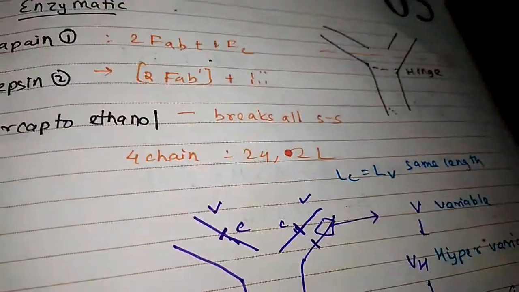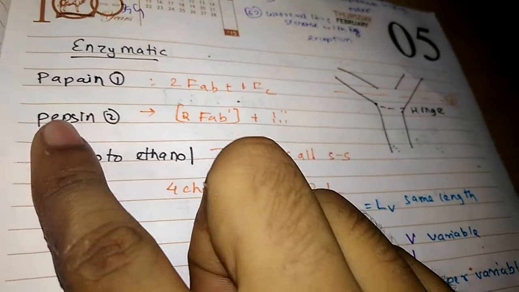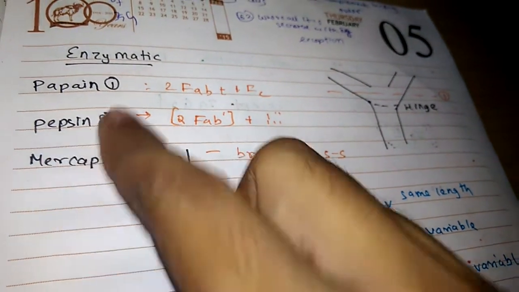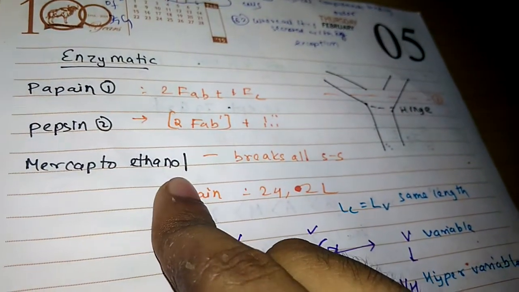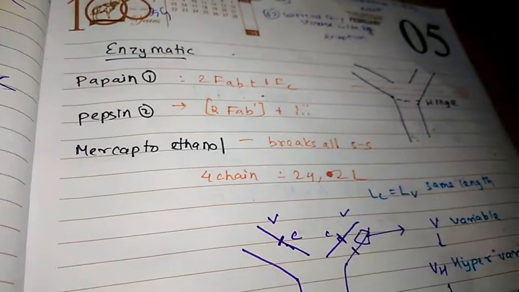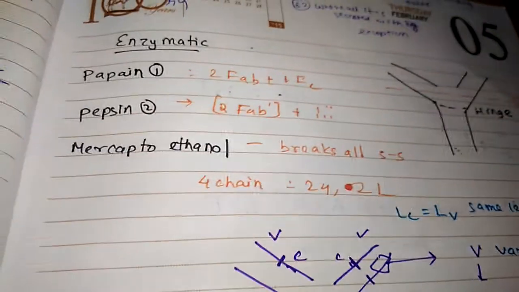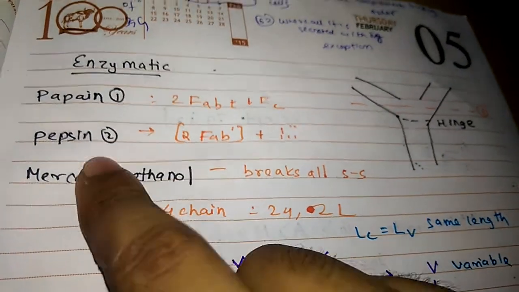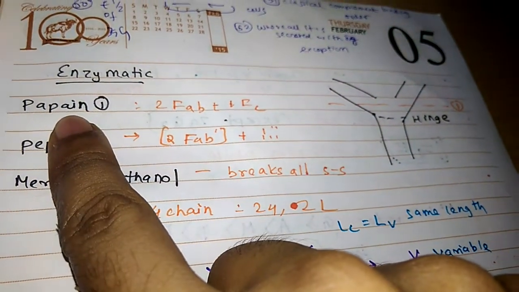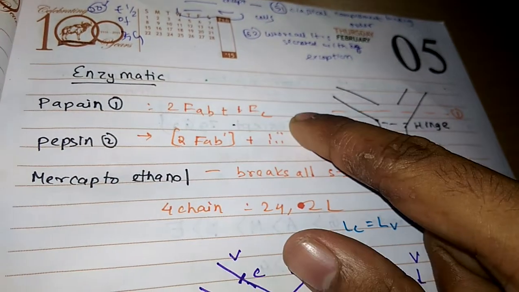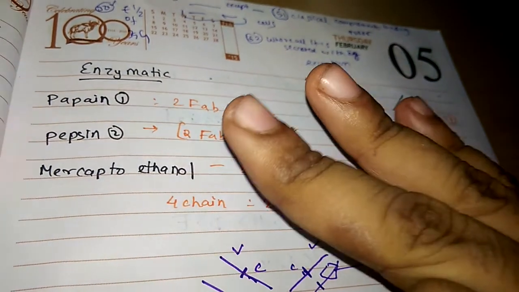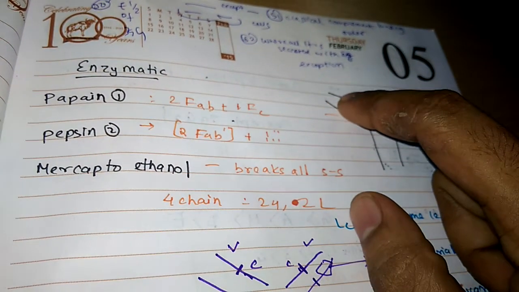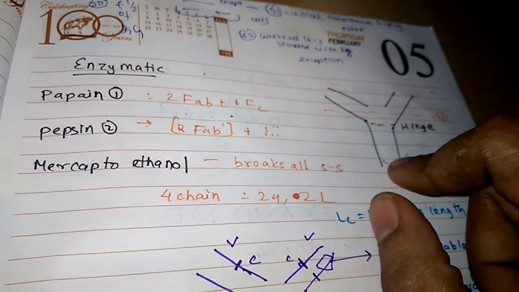Next, we jump to the enzymes part: the enzymes which act on antibodies. There are 3 enzymes: papain, pepsin, and mercaptoethanol. Let's discuss how they act on the respective antibodies. First comes papain. What papain does is that it comes like this and cuts like this. When it cuts, it gives us 3 components: one FAB here, one FAB here, and one FC here.